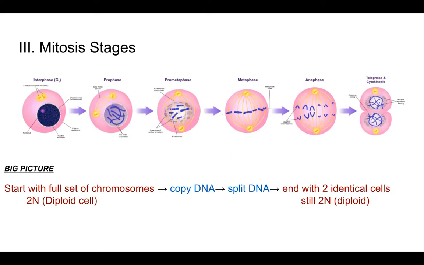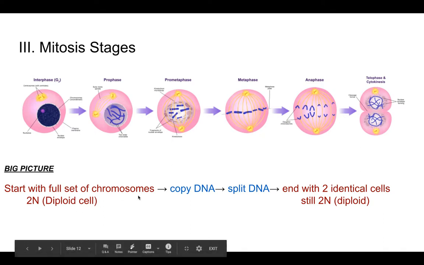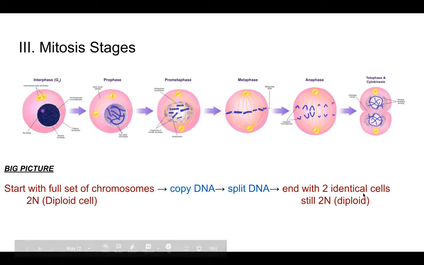We'll come back to 2N and diploid, but just so we know, we start with a full set of chromosomes. We're going to copy the DNA and then work to split the DNA and the cells and end up with two identical cells that are still full counts of DNA. So that's the big picture as we work through the chart. Keep in mind, this is an identical copying process. We're going to make a copy of a cell.